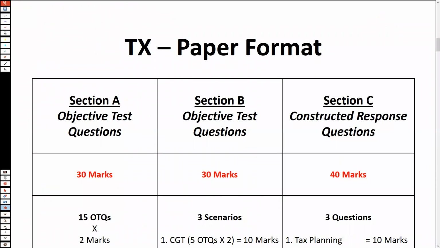What we are going to discuss in this introduction class of the taxation paper: I would be guiding you on the paper format, the syllabus areas, the pattern of examinability, and how we shall be covering this course. I would be guiding you on all these things in this introduction class.